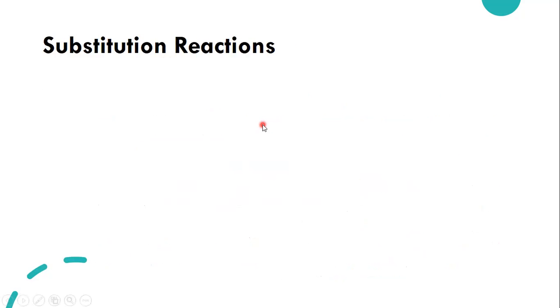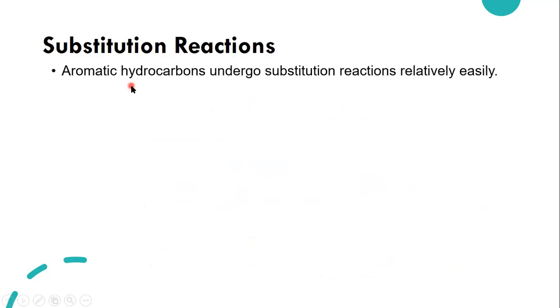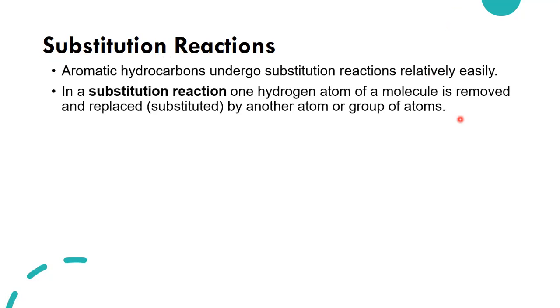In aromatic hydrocarbons, we have what we call substitution reactions. Aromatic hydrocarbons undergo substitution reactions relatively easily. In a substitution reaction, one hydrogen atom of a molecule is removed and replaced by another atom or group of atoms.